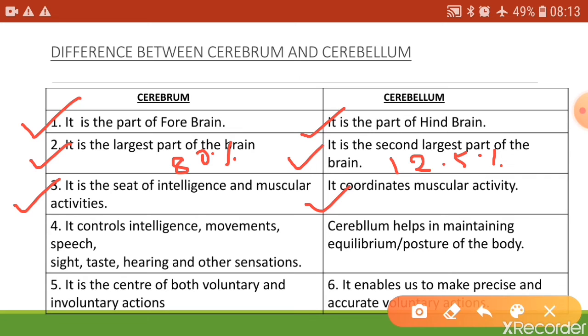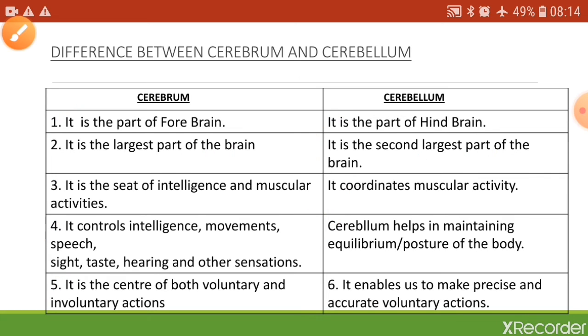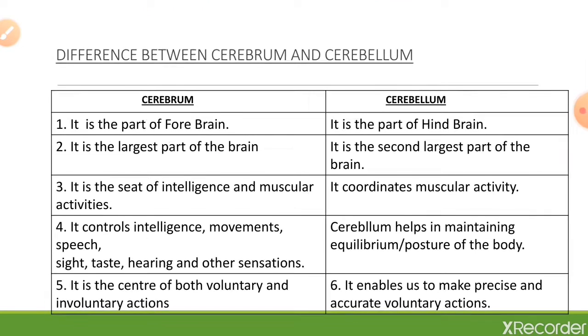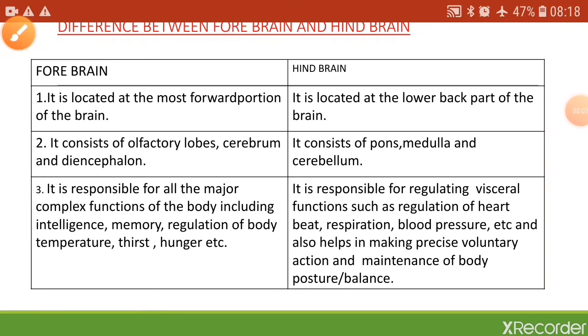Right? Next important difference is that the cerebrum controls intelligence, movements, speech, sight, taste, hearing, and other sensation, whereas the cerebellum helps in maintaining the equilibrium or posture of the body. The cerebrum is a center for both voluntary and involuntary actions, whereas the cerebellum enables us to make precise and accurate voluntary action.